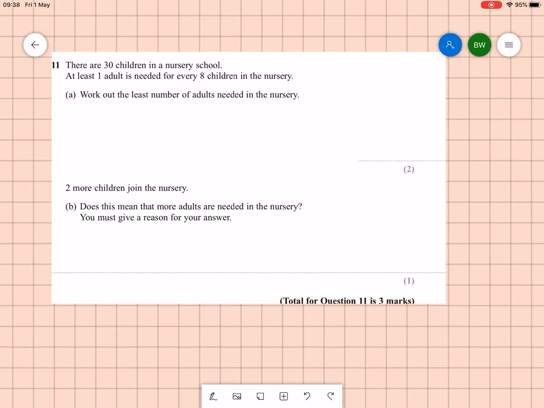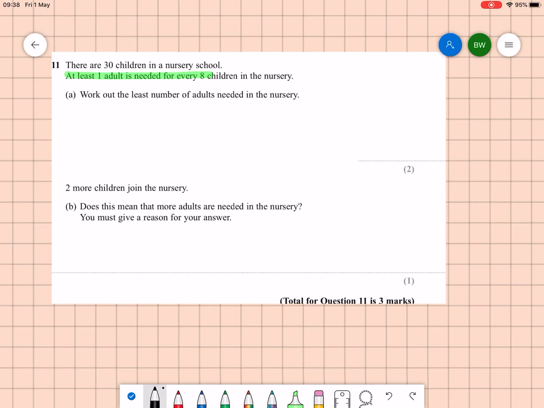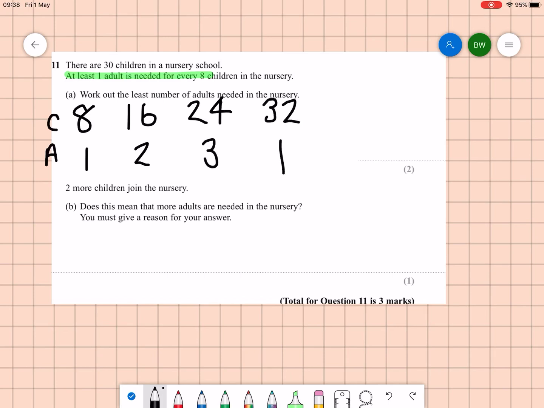Okay, and question 4. Pause the video here and give this one a go. So there are 30 children in a nursery school. At least 1 adult is needed for every 8 children in the nursery. Work out the least number of adults needed in the nursery. So for every 8, you need 1 adult. So for 8 children, you need 1 adult. So if I double that for 16 children, you'd need 2 adults. 24 children, 3 adults. 32 children, 4 adults.